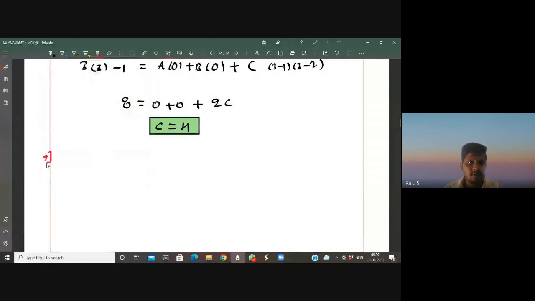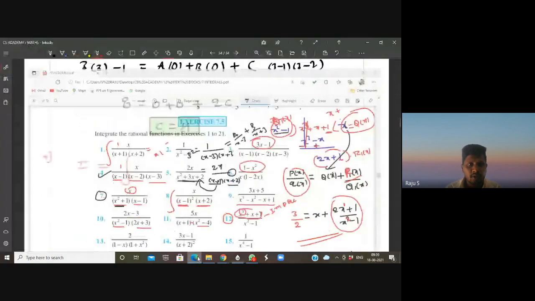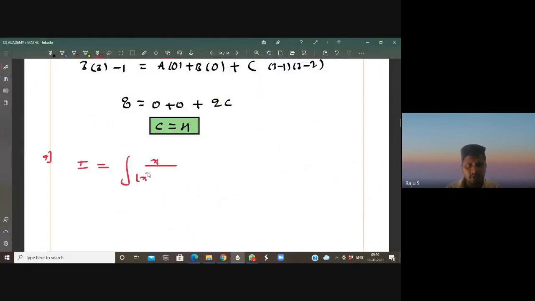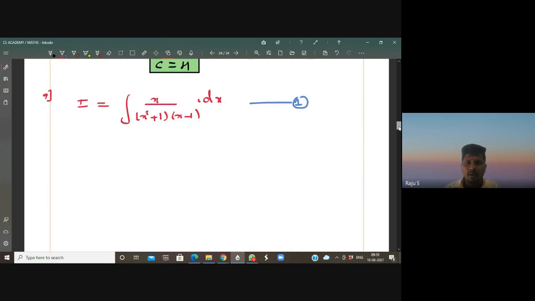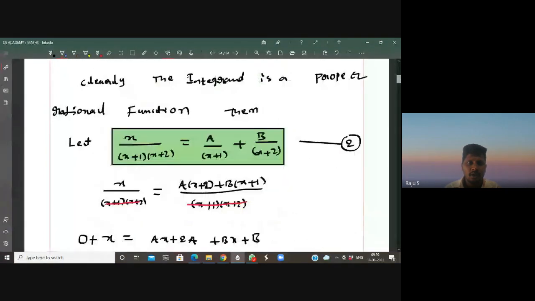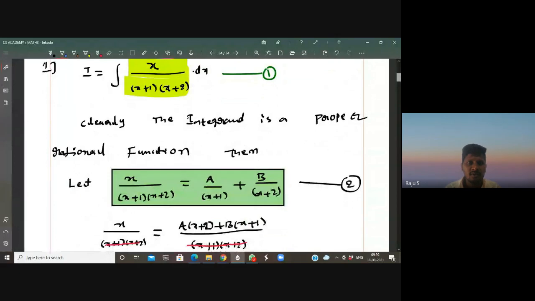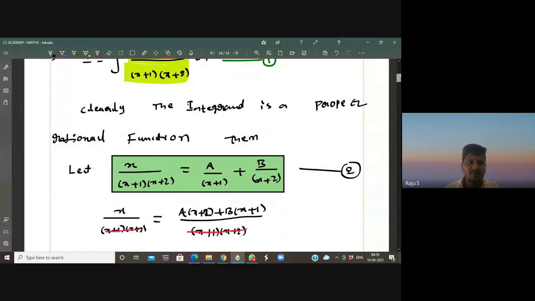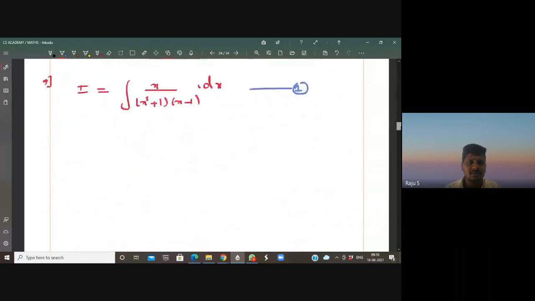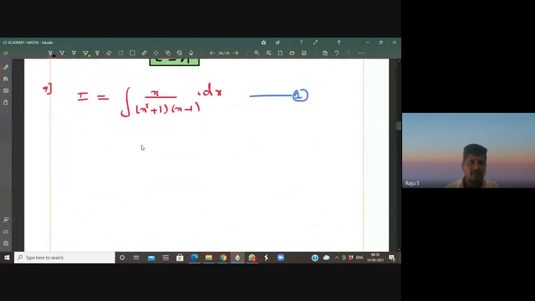Okay, students. The seventh one is I is equal to integral of x by x square plus 1 into x minus 1 dx. Let us take this as equation 1. In equation 1, you may write this step: clearly, the integrand is a proper rational function. Then now take the integrand x by x square plus 1, x minus 1.